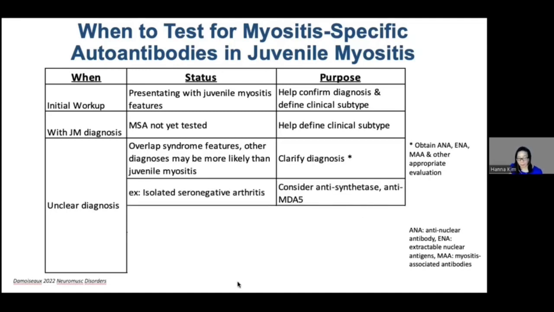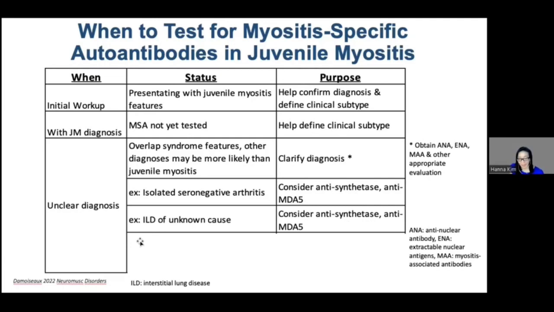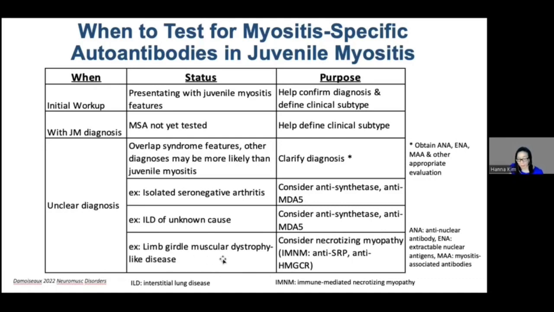For some specific examples, isolated arthritis that is not rheumatoid factor or CCP positive, or seronegative, you could consider testing for anti-synthetase or anti-MDA5, as these are both myositis types where the myositis may not be prominent, but it is associated with arthritis. And it's a similar case with interstitial lung disease of unknown cause, as interstitial lung disease is associated with both of those. And lastly, if there's a limb girdle muscular dystrophy type of disease, then we recommend considering necrotizing myopathy antibodies that we discussed, anti-SRP and anti-HMGCR.